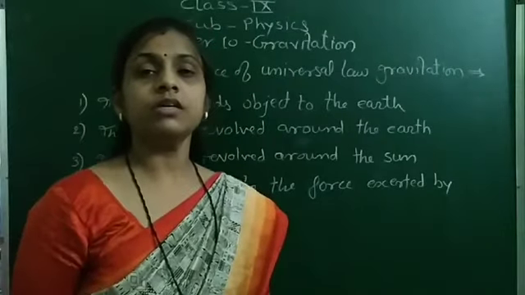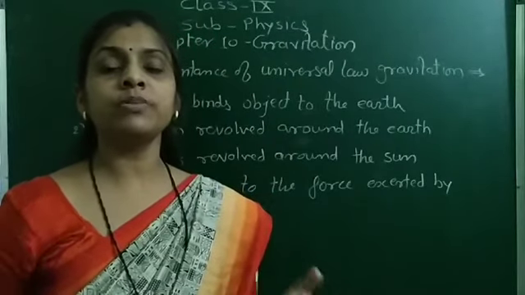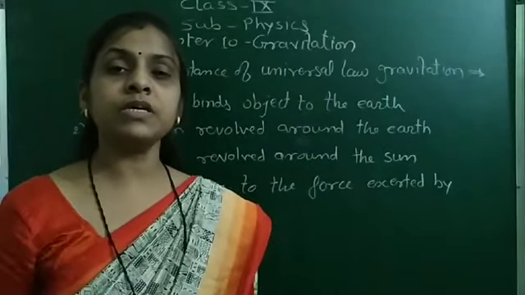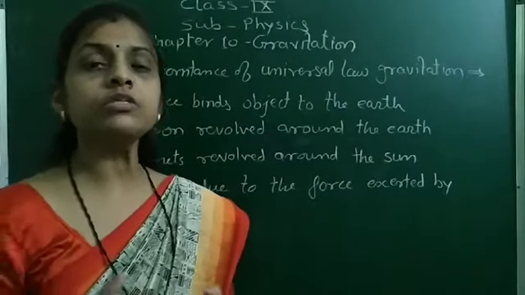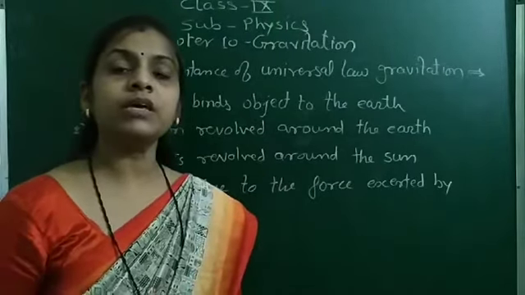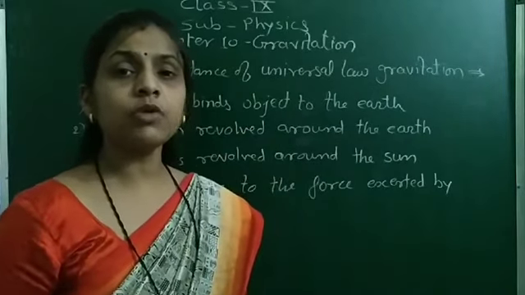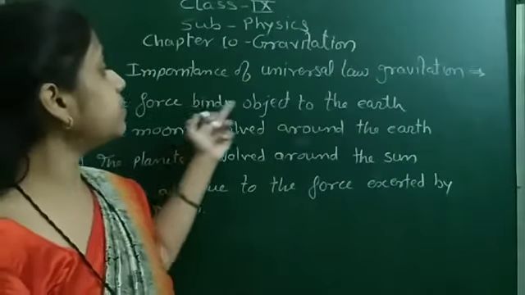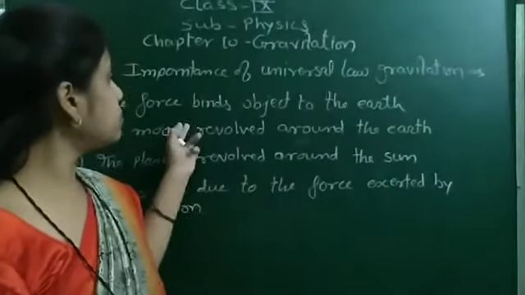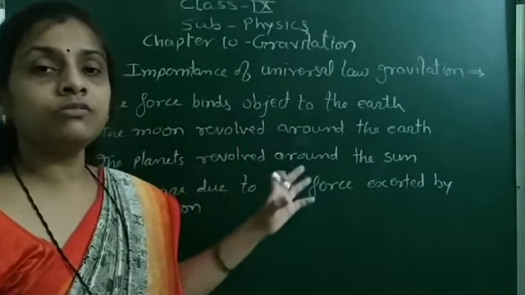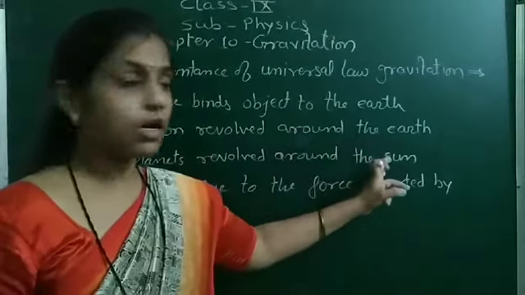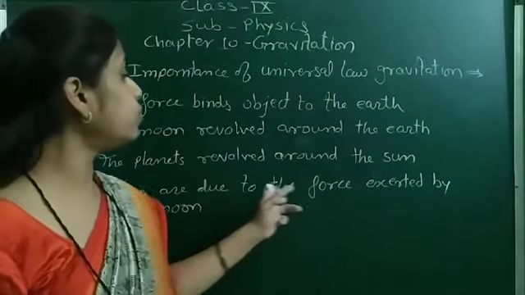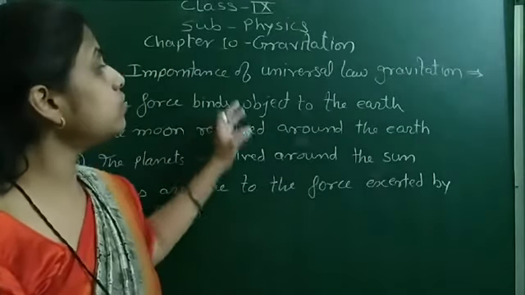The universal law of gravitation is applicable to all the bodies, whether the bodies are big or small, and whether they are celestial or terrestrial. Celestial means the bodies in space, and terrestrial means bodies on the earth. So this law is applicable to all big or small bodies. Now what is the importance of the universal law of gravitation? The first importance is that it is the force which binds the object to the earth. Then the moon revolves around the earth, the planets revolve around the sun, and the tides are due to the force exerted by the moon.